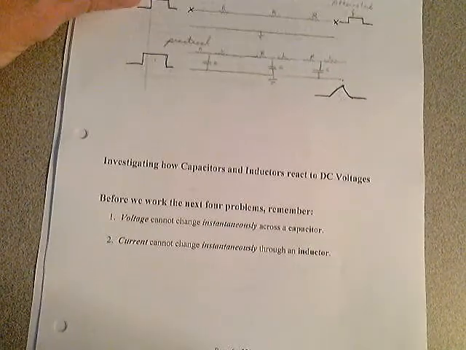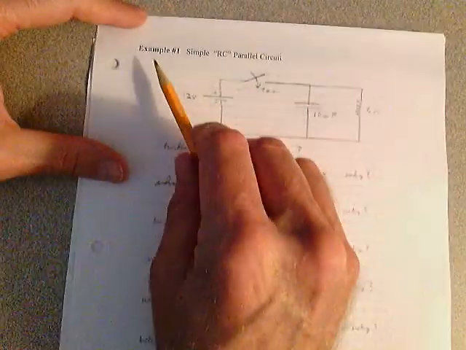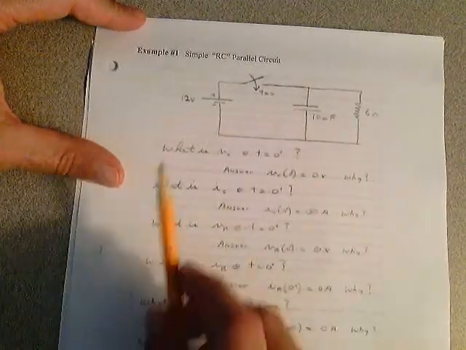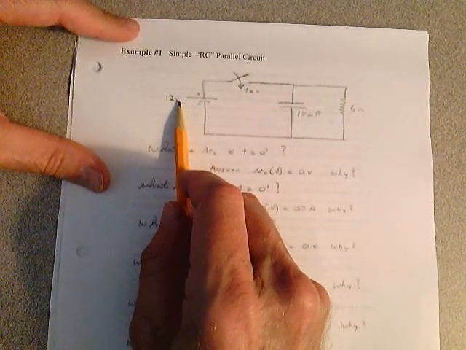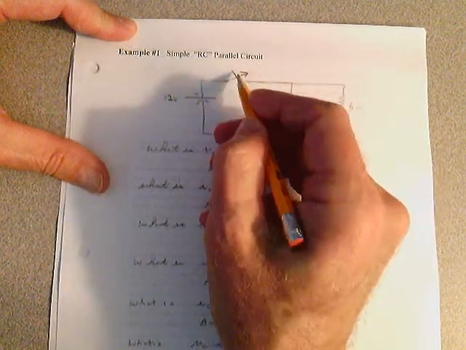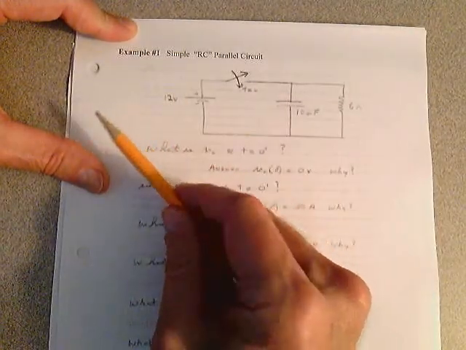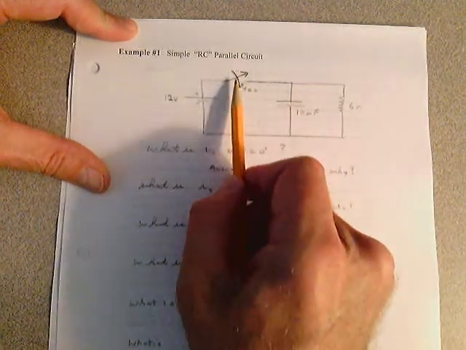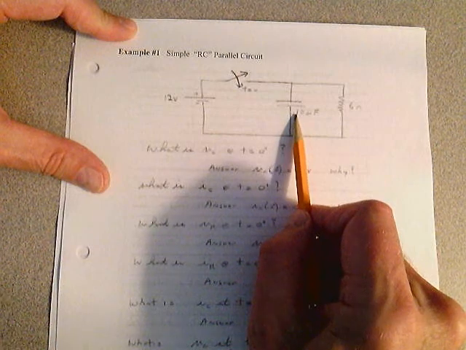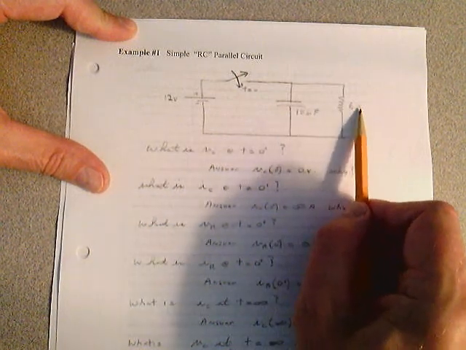Starting out on page number 7. What we're going to have here on page 7, example number 1, is a simple resistive capacitive parallel circuit. All we have is a 12 volt supply here. We have a switch. This switch we're going to close at t equals 0. It's open from minus infinity to t equals 0, and at t equals 0 it closes. And we have a capacitor here of 10 microfarads, and we have a resistance of 6 ohms.